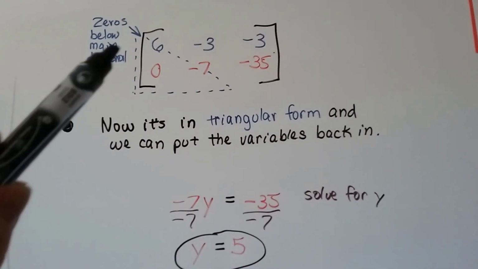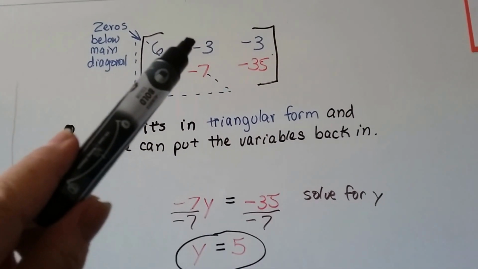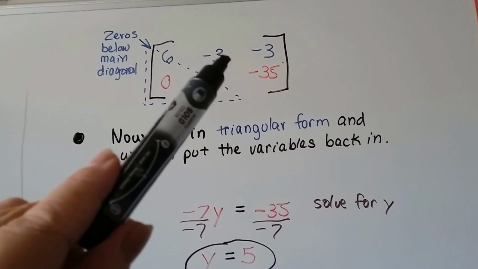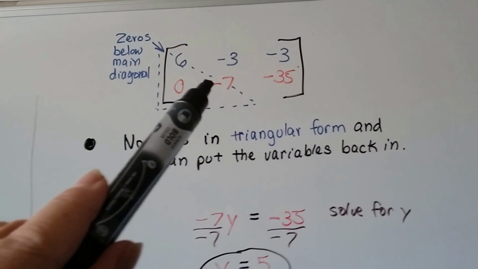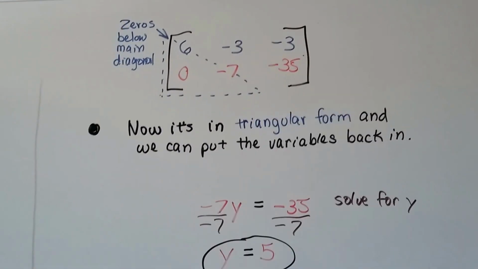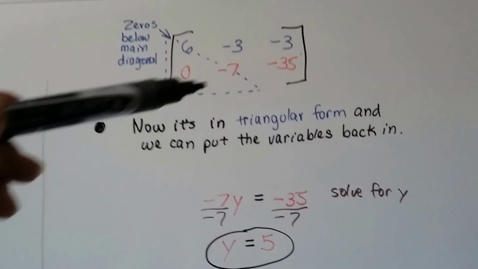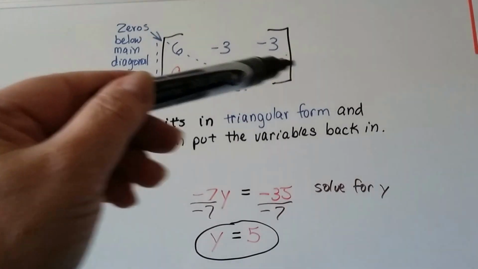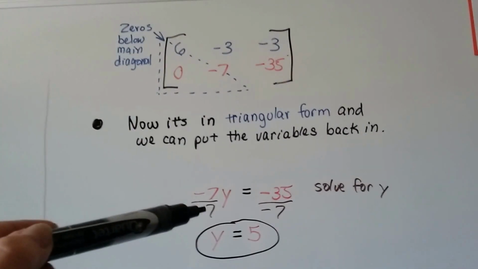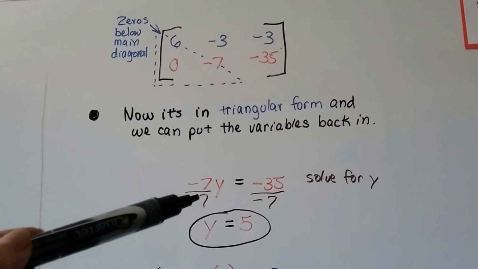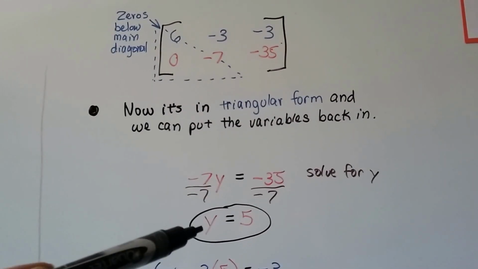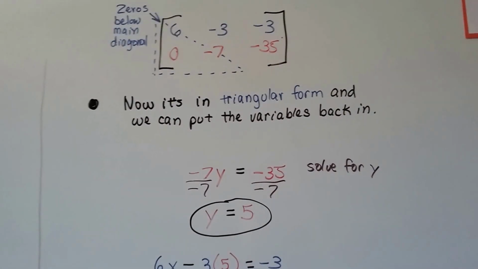So that would be a 6x and a minus 3y equals negative 3, right? And this would just be negative 7y equals negative 35. So we take this one, because it's only got one variable, we can solve for that y. Negative 7y equals negative 35. We divide both sides by that negative 7, and we get a positive 5 for our y.